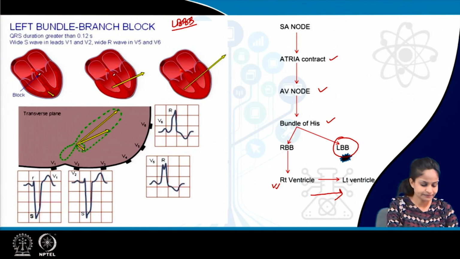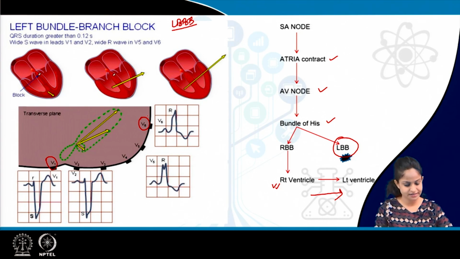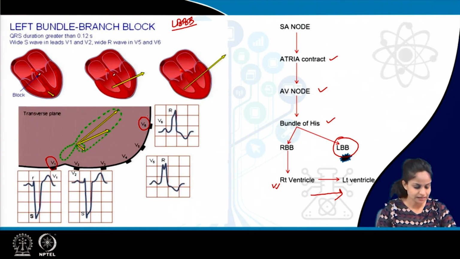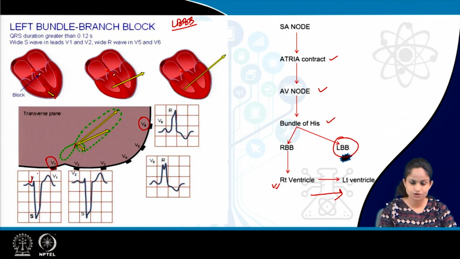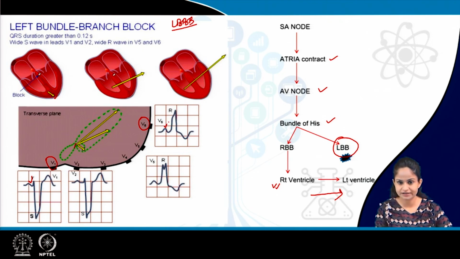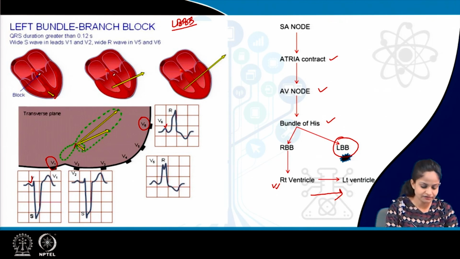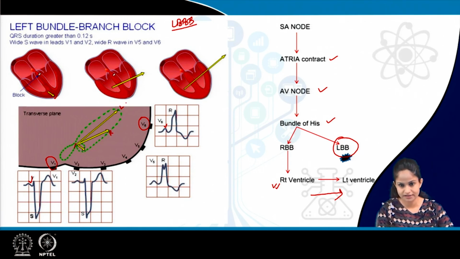So here we can see this is V1 and this is V6; V2 and V5 you can also take. In V1 and V6 these are the vectors we are getting. Initially this is the septal vector. In the septal vector we are getting positive deflections, and here we are getting negative deflections. Then this is the ventricular depolarization of the right ventricle, and this is the ventricular depolarization of the left ventricle.